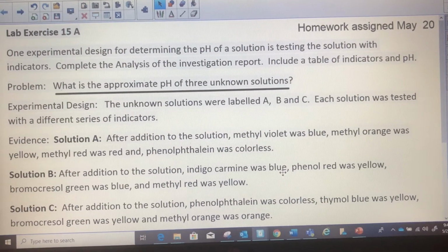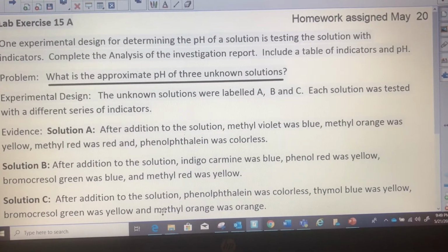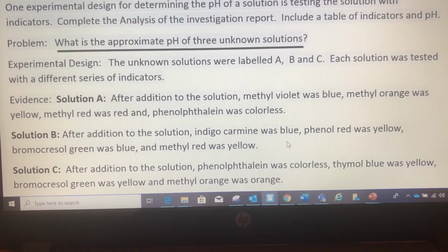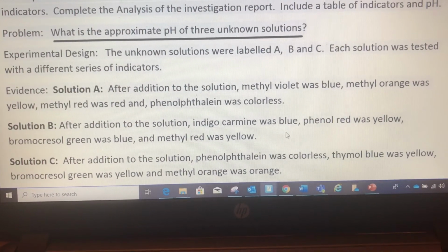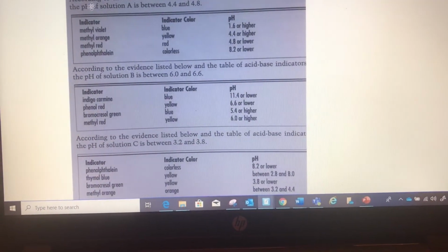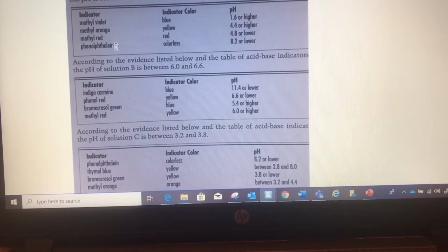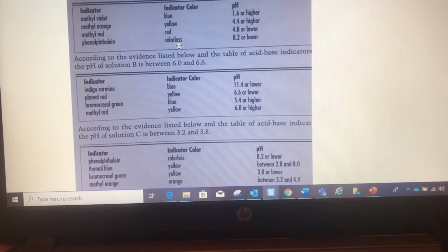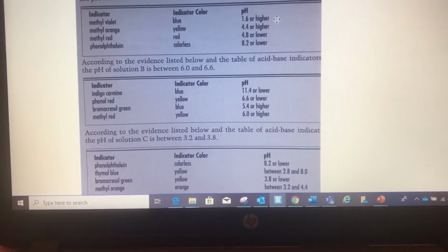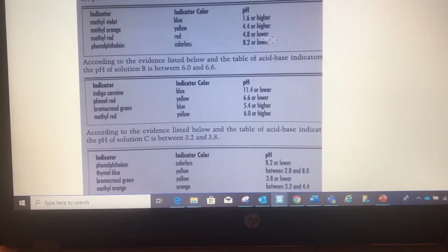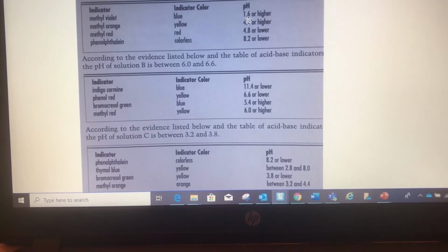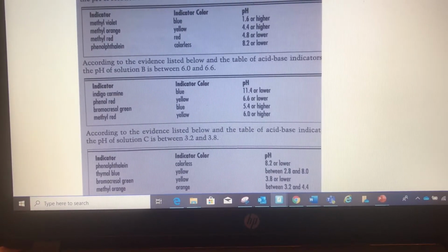So on Wednesday's lesson, I asked you to look at, for homework, 3 solutions and their appropriate changes with pH indicators and determine what the pH was approximately for each of the 3 different solutions. So if you looked at the data that you would have written down, you would have seen for solution A, you had 4 indicators, and these were the colors they turned. And then you would have looked on the back of your periodic table where the pH indicators are listed, and you would have noticed that if methyl violet turns blue, then that means the solution has a pH of 1.6 or higher.